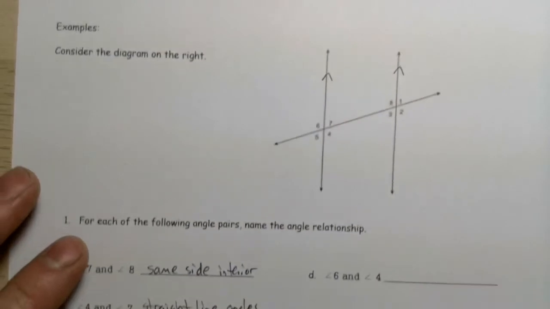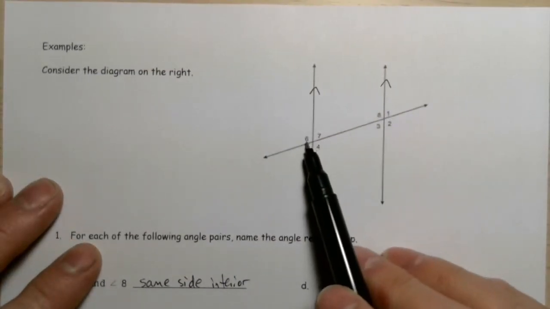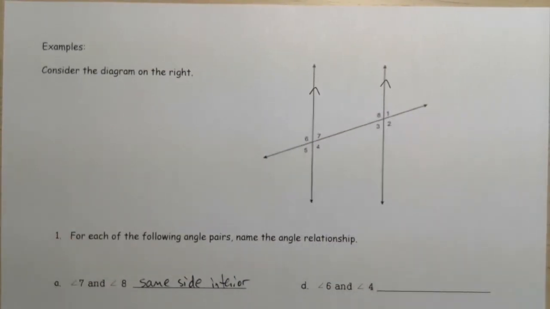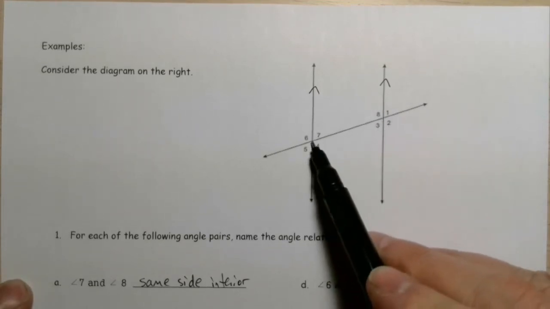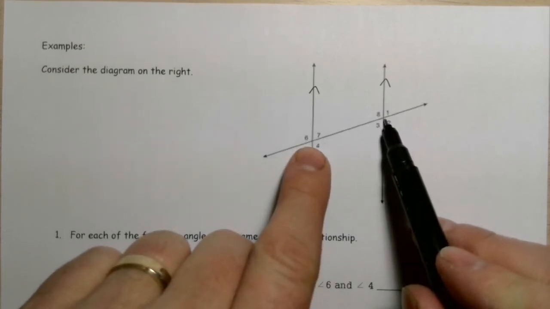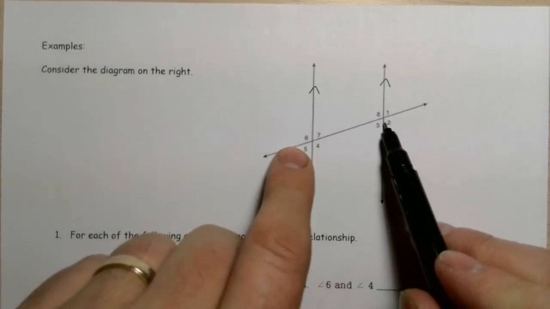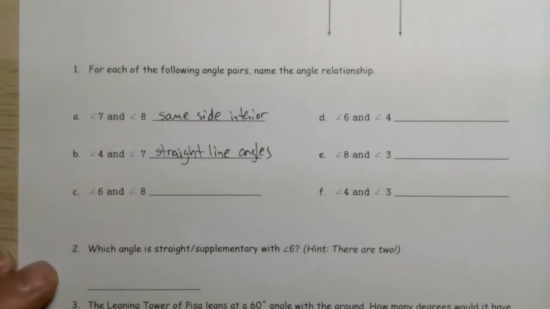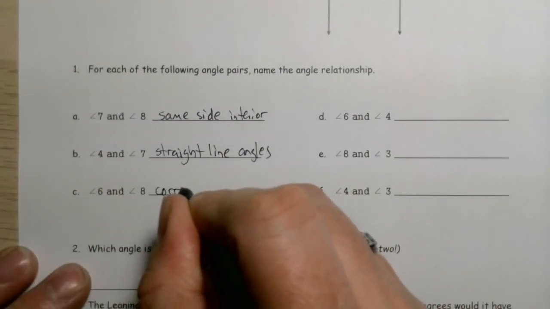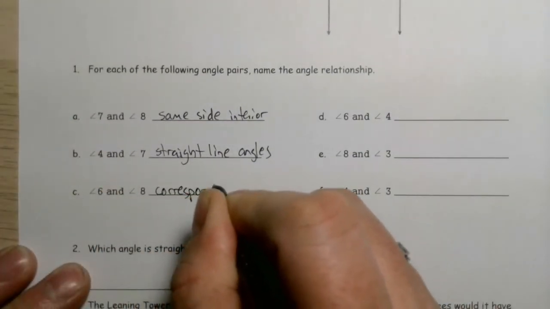Angles 6 and 8. Now, we're kind of opening this up to stuff that we've done in a previous lesson. Notice the point of intersection. Notice that in both cases the angle is above and to the left. Above and to the left. And we call those corresponding.